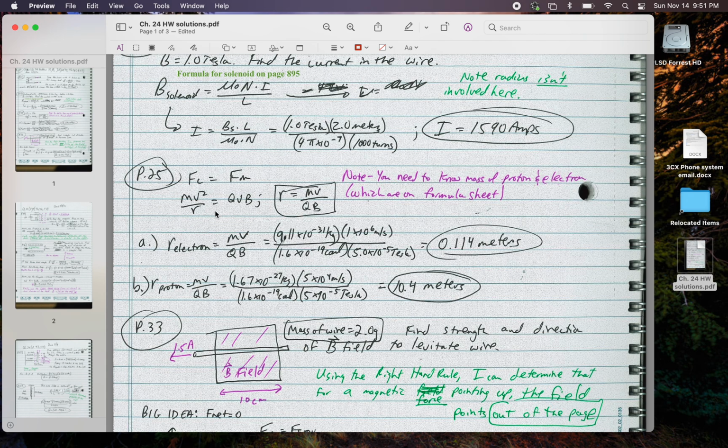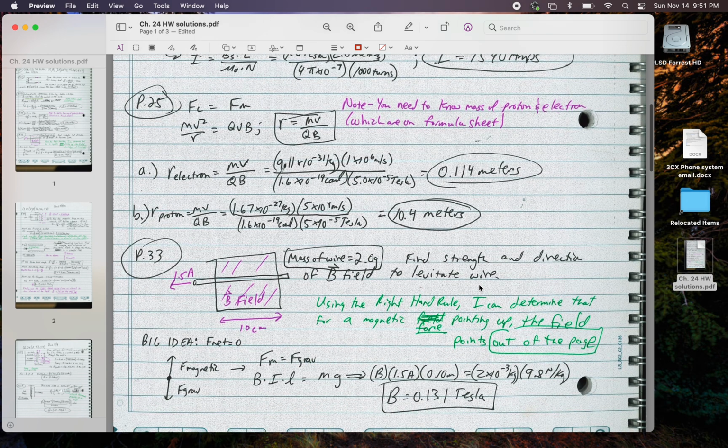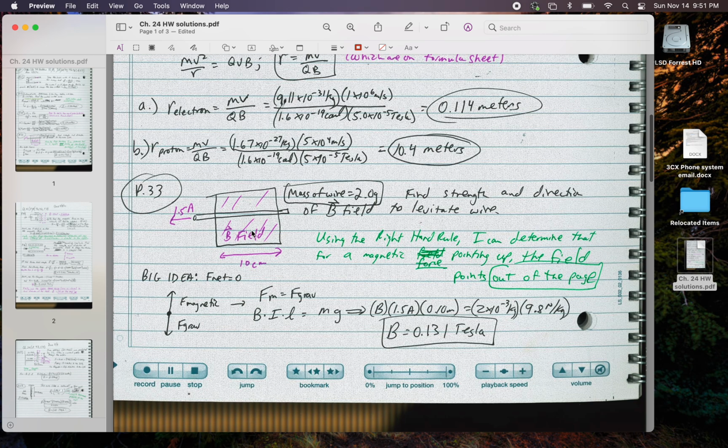Centripetal acceleration is, and they would anticipate that you would know that Newton's second law is mass times acceleration, and therefore you could get centripetal force from that. So that's kind of a long stretch. At any rate, the radius of an electron and proton are these two numbers based on a lot of plugging and chugging. For P33, this wire is in this magnetic field.